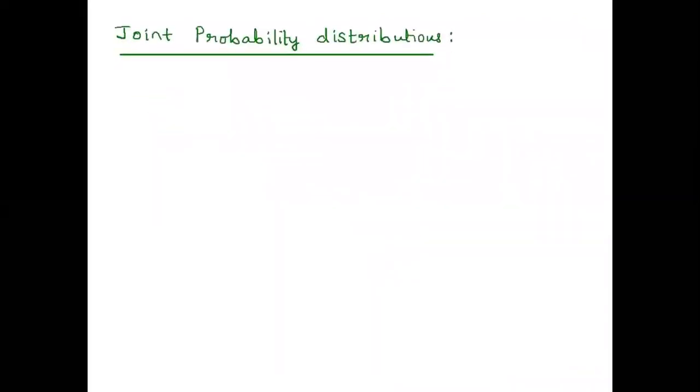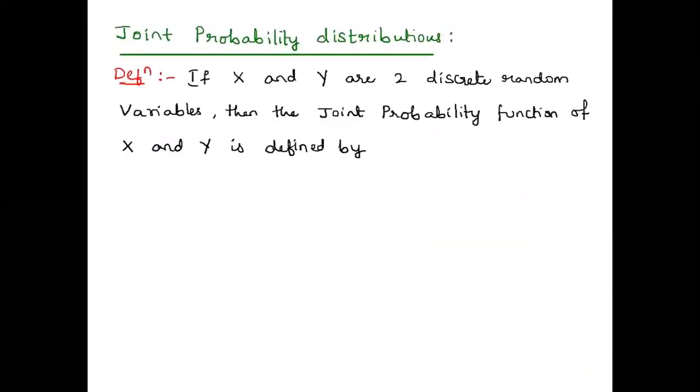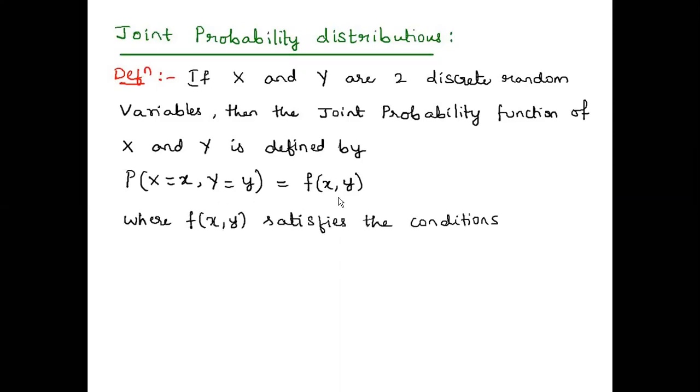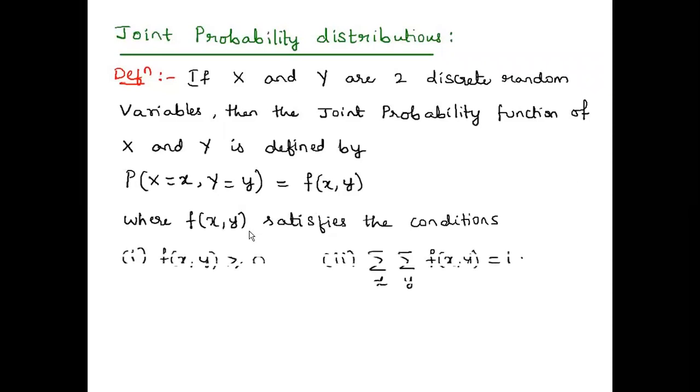First, let us know the definition of joint probability distributions. If x and y are two discrete random variables, then the joint probability function of x and y is defined by probability of x taking the value small x, y taking the value small y, denoted by f of x comma y, where f of x y satisfies the conditions f of x y is greater than or equal to 0 and summation over x, summation over y, f of x comma y is equal to 1.